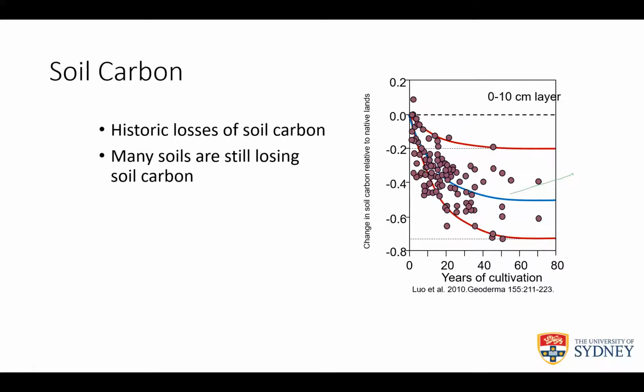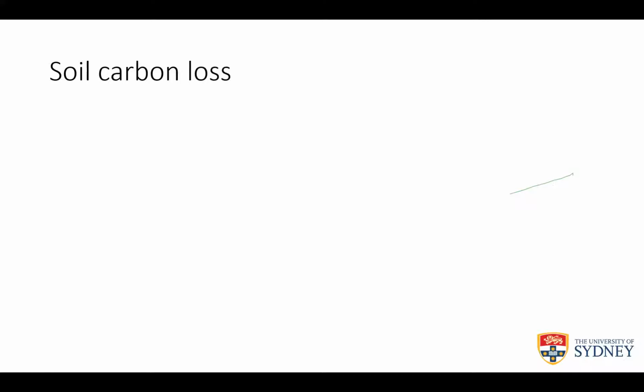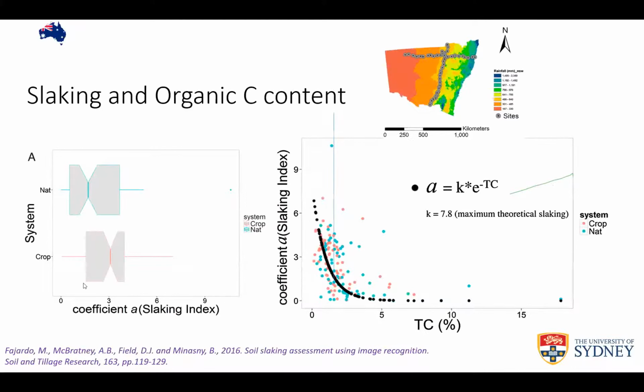So what are the consequences of having low carbon? As you saw before, conventional tillage will have a low carbon content, and it will have lots of slaking. With a lot of slaking, the soil is not stable. It's very prone to erosion. That's all the physical side, but chemically it also means there are fewer nutrients in the soil, right? And it will affect the crop yield.